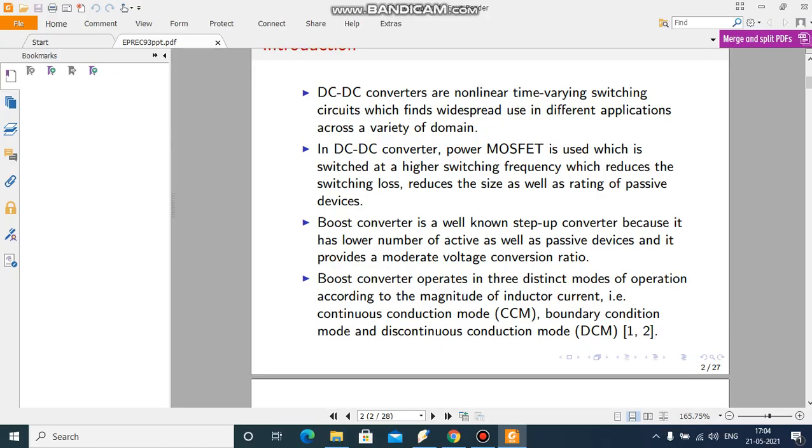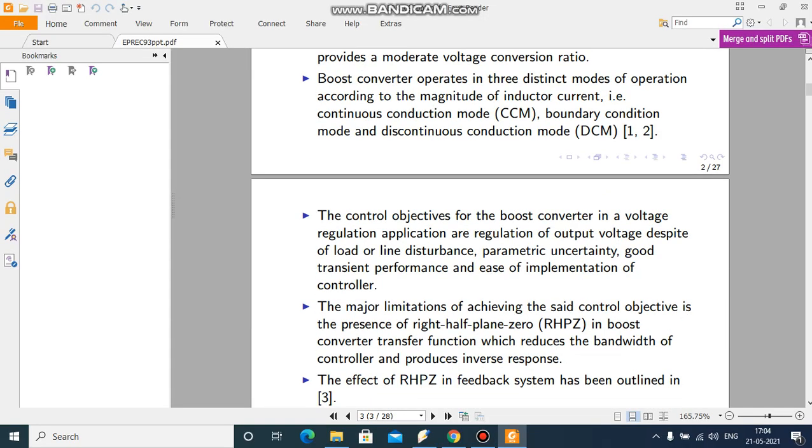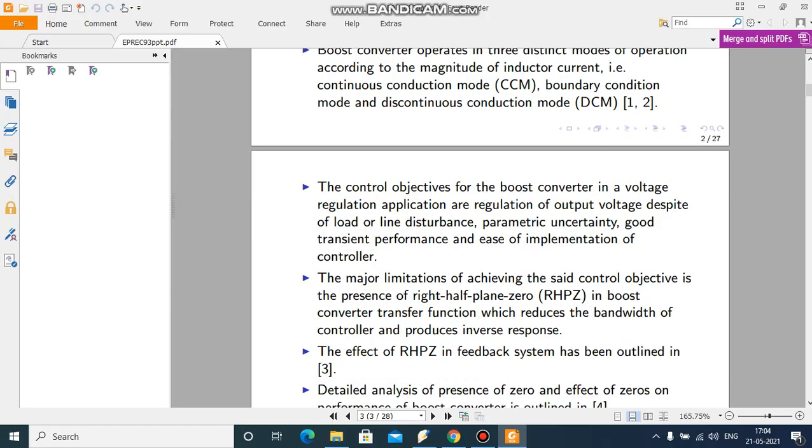So the boost converter operates in three distinct modes of operation according to the magnitude of the inductor current, that is CCM, DCM, and the boundary condition. The control objective of the boost converter is to regulate the voltage in spite of different load or line disturbances, parametric uncertainty, good transient performance, and ease of implementation.